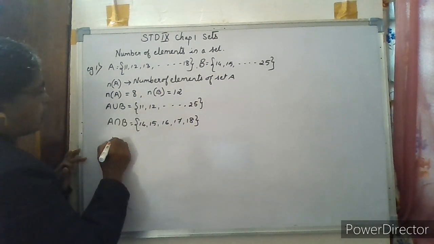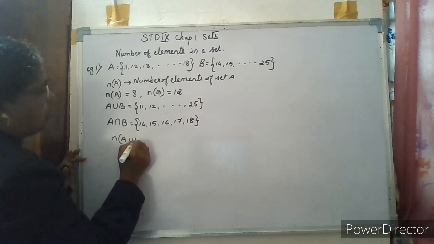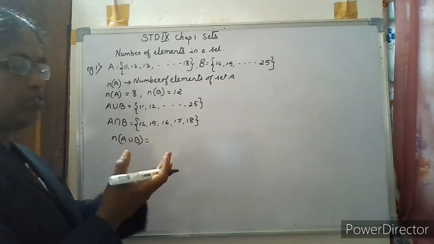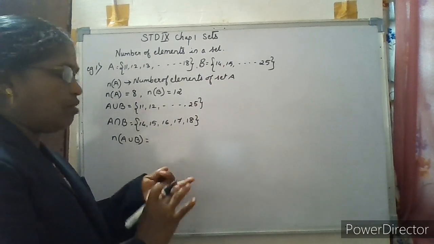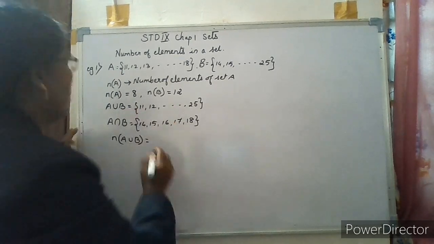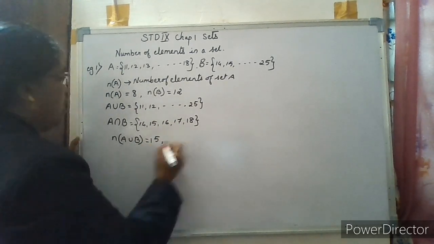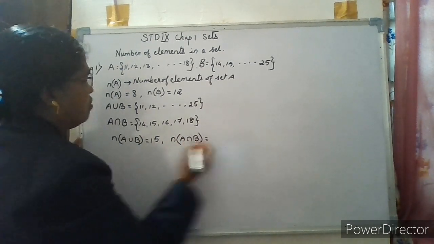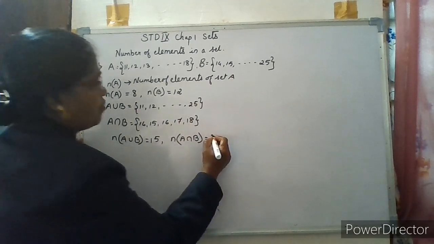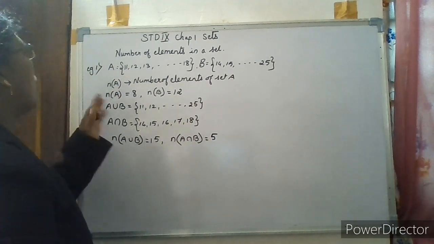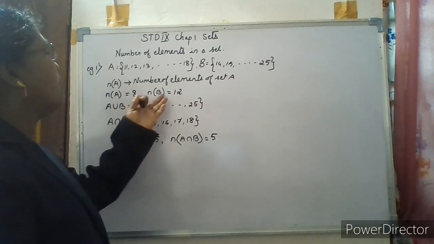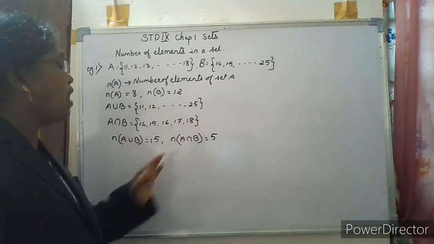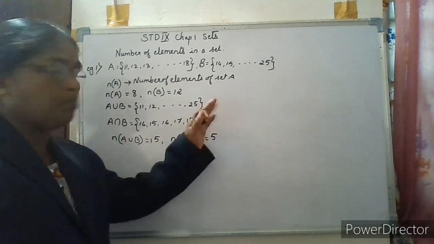Now let us count the number of elements of A union B. So it is 11, 12, 13, 14, 15, 16, 17, 18, 19, 20, 21, 22, 23, 24, 25. That is equal to 15. In the same manner, the number of elements of A intersection B is 1, 2, 3, 4, 5. So we have got the number of elements of set A, of set B, of A union B, and of A intersection B.